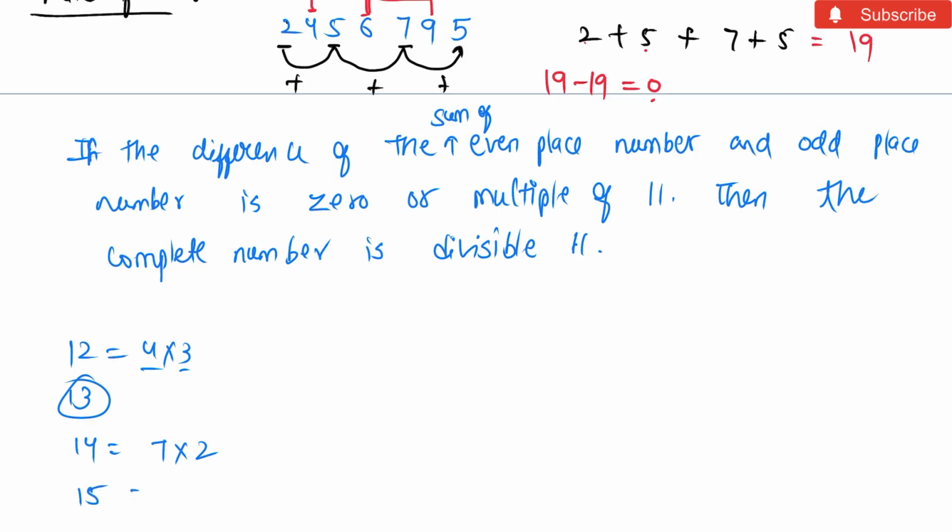Like we have 15. 15 is 3 multiplied by 5. If a number is divisible by 3 and 5 both, then the complete number is also divisible by 15.